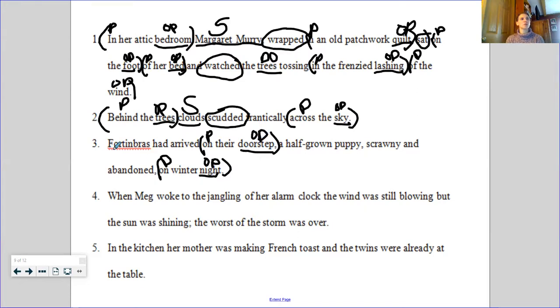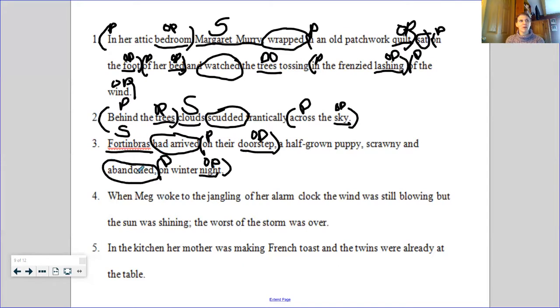So now we're left with Fortinbras had arrived, a half-grown puppy, scrawny and abandoned. Who or what is this sentence about? It's already underlined for us. They don't recognize that word. So Fortinbras is the subject. What is the verb or verb phrase? Had arrived. We have this past perfect tense. We also have abandoned, correct?